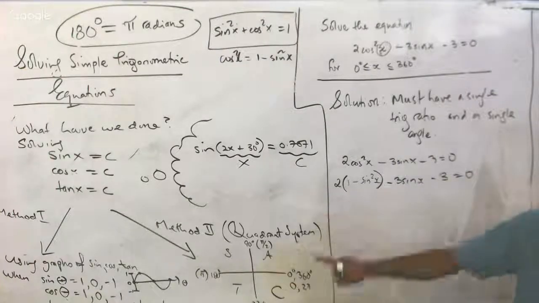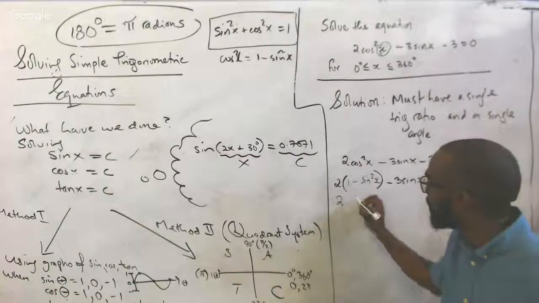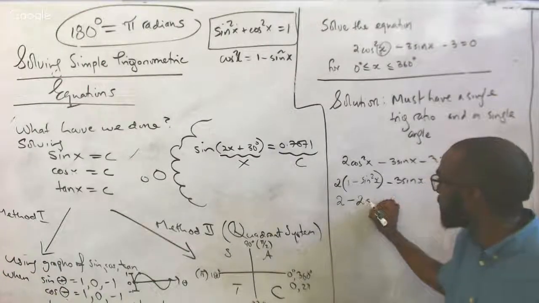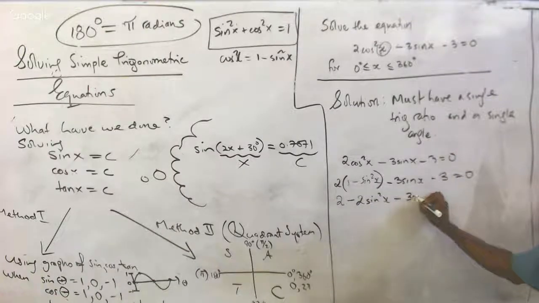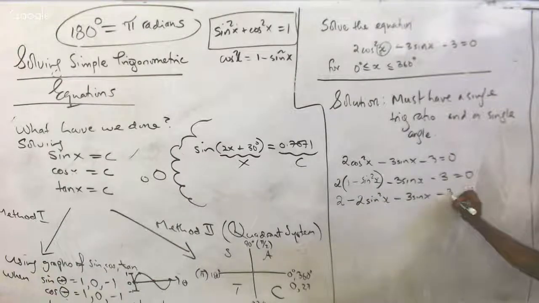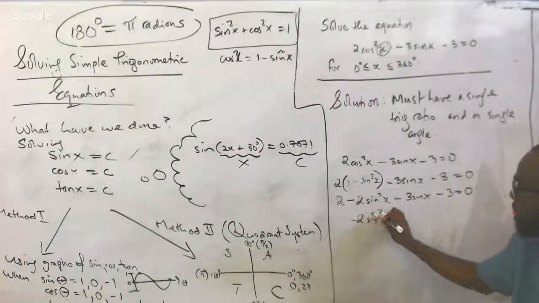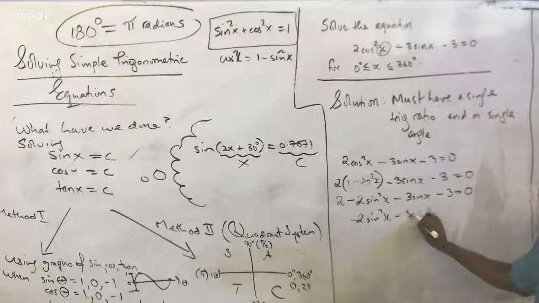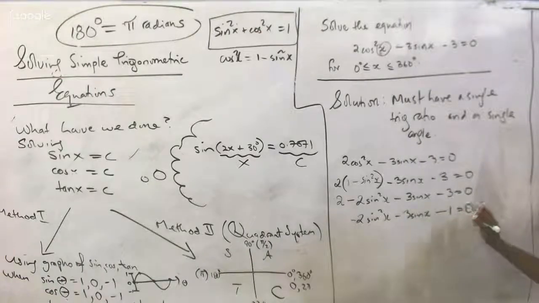Note, everything is now in terms of sine. So this is now 2 minus 2 sine squared of x using the distributive law, minus 3 sine of x minus 3 equals 0. And this can be further simplified to minus 2 sine squared of x minus 3 sine of x minus 1 equals 0.